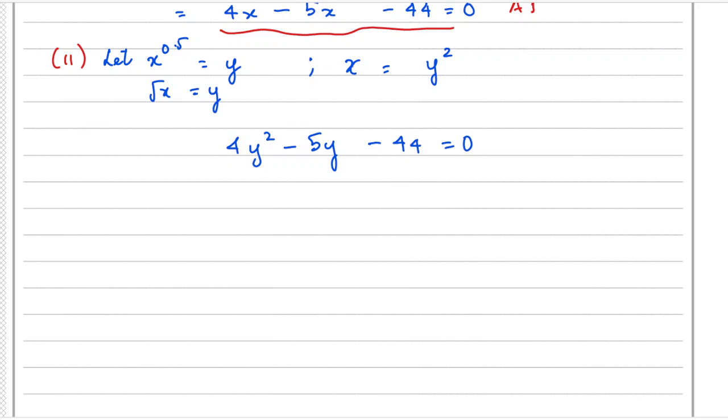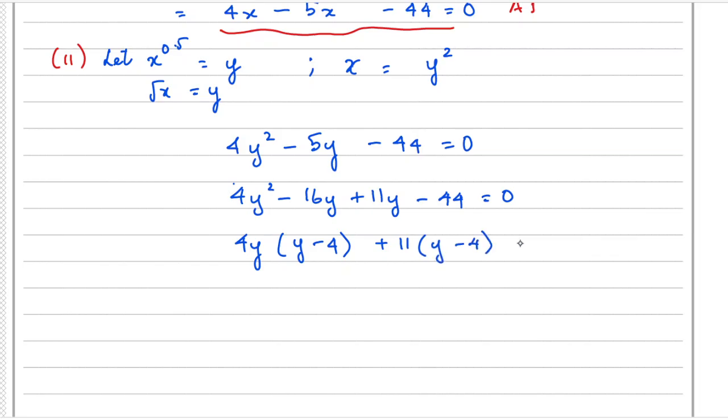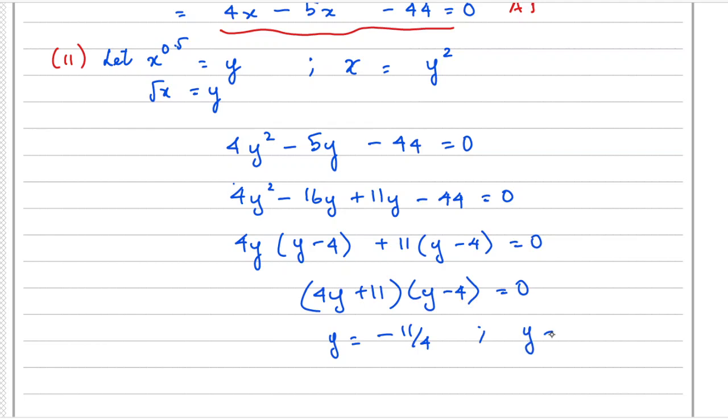Again, you can use a calculator, but make sure that you show the steps for this one. So I factorize this one. I'll be getting 4y square minus 16y plus 11y minus 44 is equal to 0. Now I have 4y in common here, so I have 4y plus 11 multiplied by y minus 4 is equal to 0. Which gives me y is equal to negative 11 by 4 and y is equal to 4.